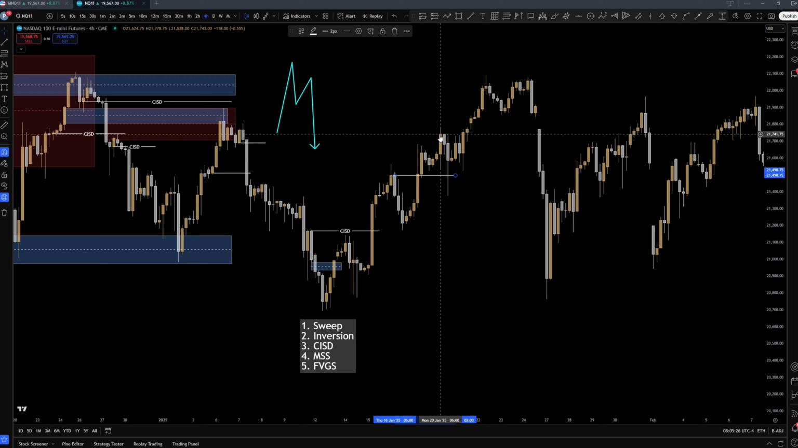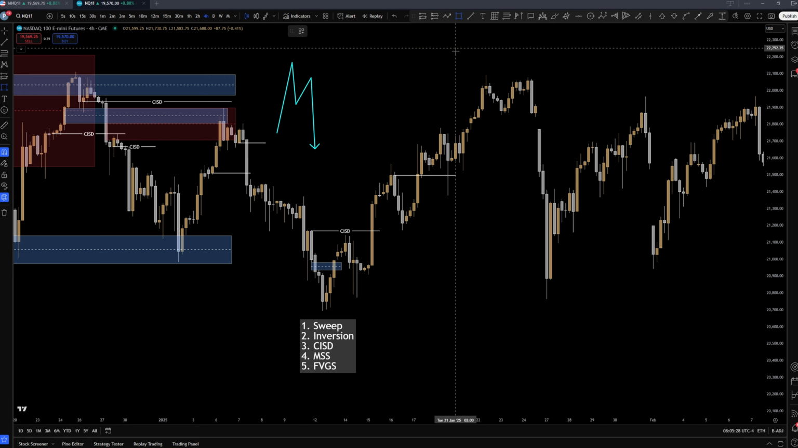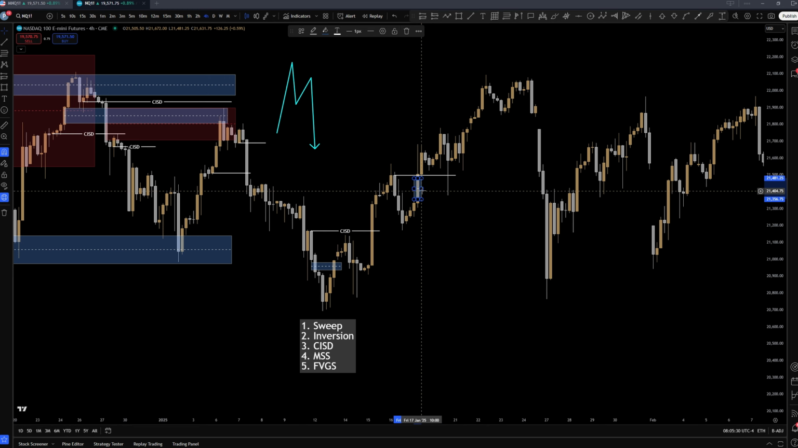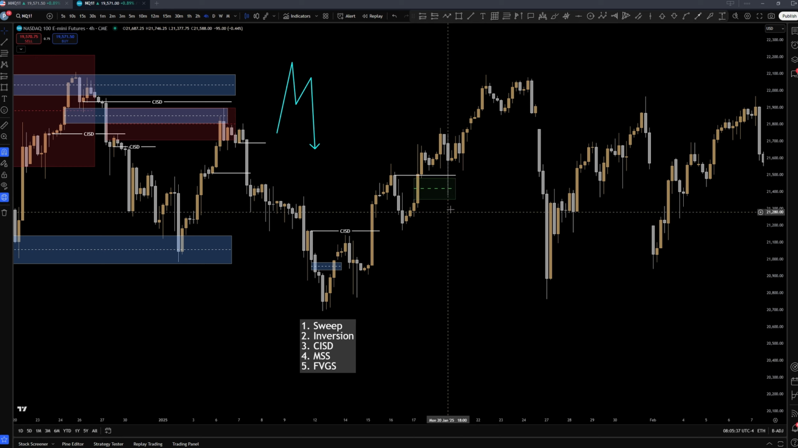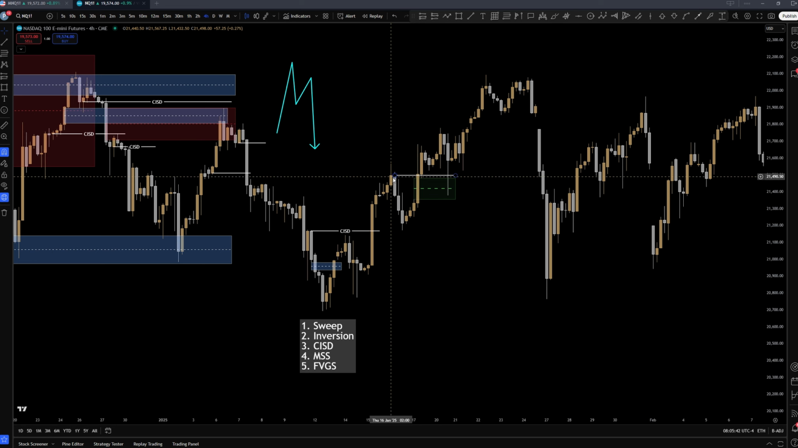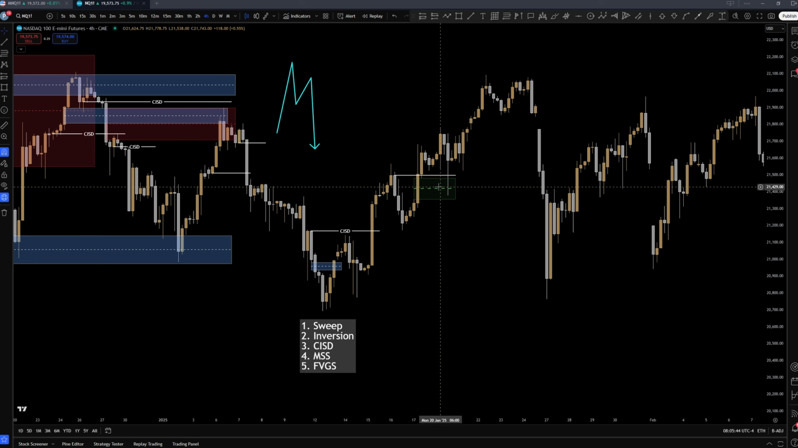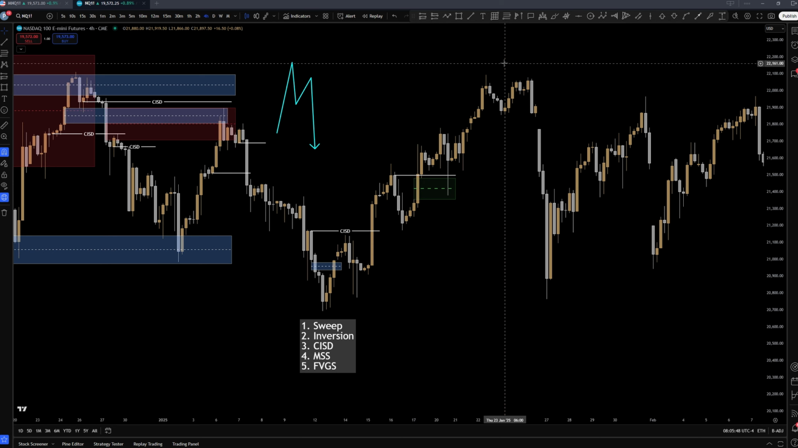And then what happens? We come back down, we revisit. What do we have here? Some of you already spotted it, I'm sure. A fair value gap, bullish fair value gap. Tap back into that, tap back into the order block, respect the mean threshold of the order block and of the fair value gap, and off we go.